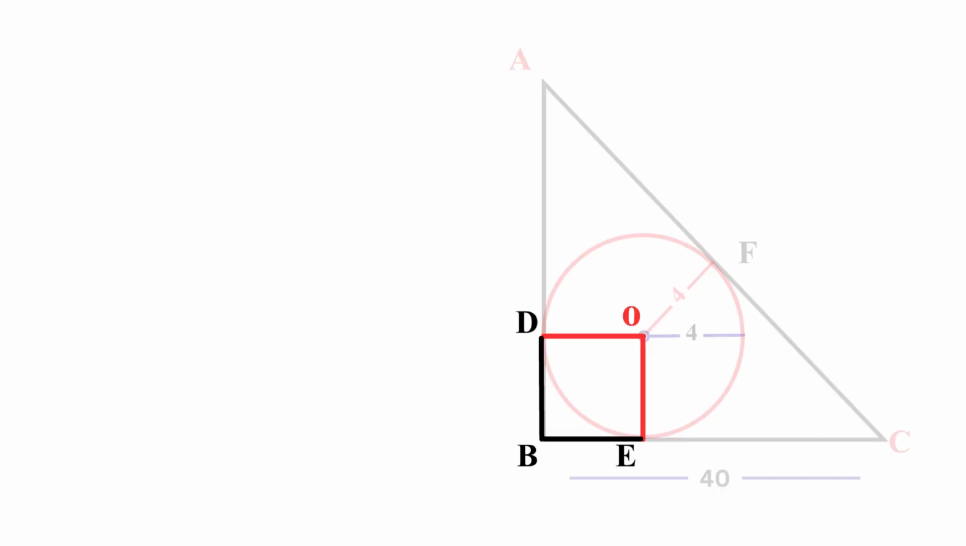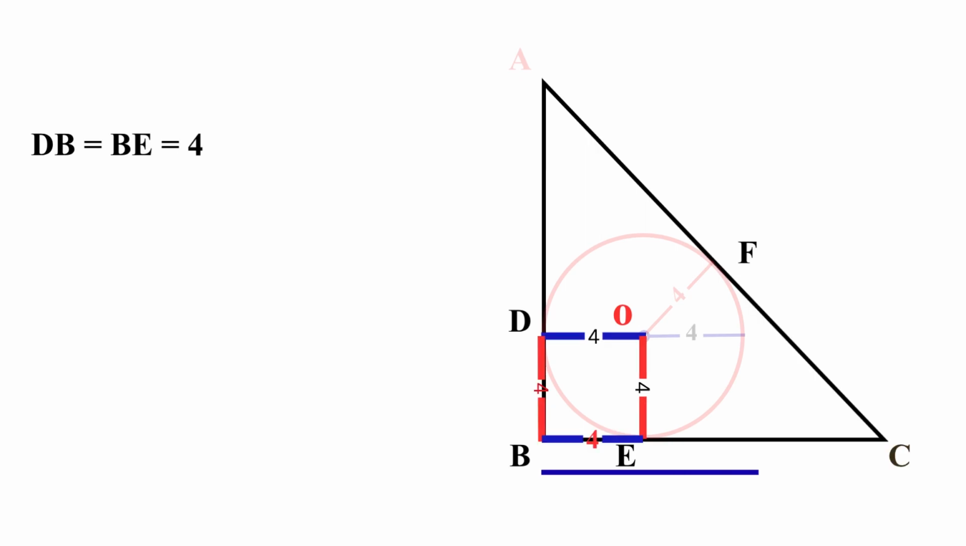Here's something cool. Look at the quadrilateral DOEB. Can you see what shape it forms? Yes, you are right. It's a square, because all the angles are 90 degrees, and all sides are equal, 4 units. So, DB is equal to BE, which equals 4.